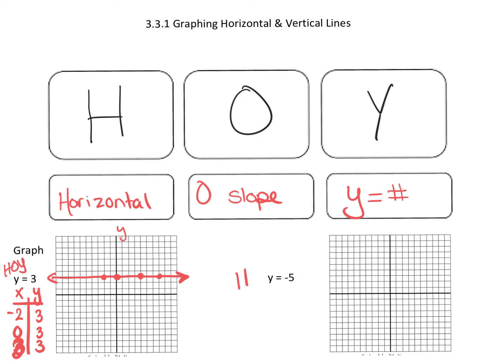Y equals -5. Well, since it has a y, I go HOY. So it has to be a horizontal line. So on the y-axis, I go to -5, and I'm going to draw a horizontal line with a zero slope right through that.